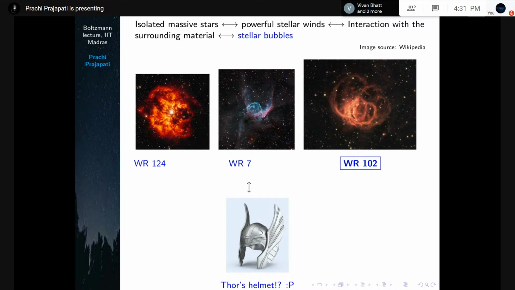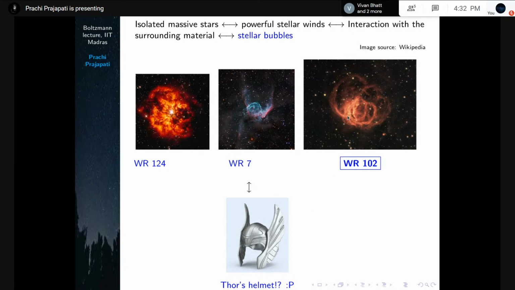When the star is isolated, surrounded by the interstellar medium, then since it's a massive star, as I extensively told earlier, it has very powerful stellar winds. The interaction of these stellar winds with the surrounding material leads to the formation of nebulosity around such stars. These are called stellar bubbles, or Wolf-Rayet bubbles in the case of Wolf-Rayet stars. These pictures show the nebulosity around the central massive star due to the interaction of its winds with the surrounding medium.